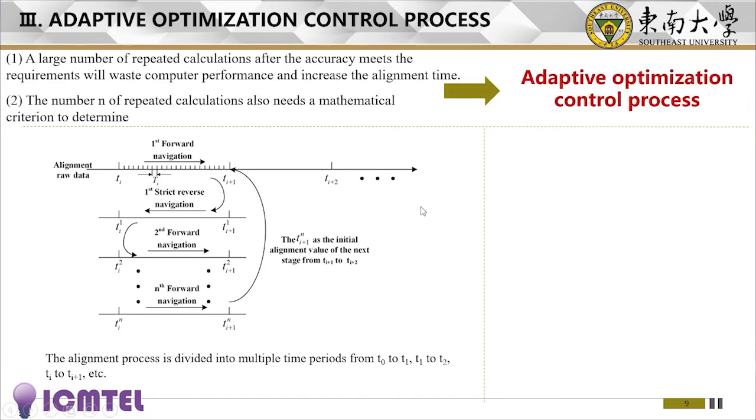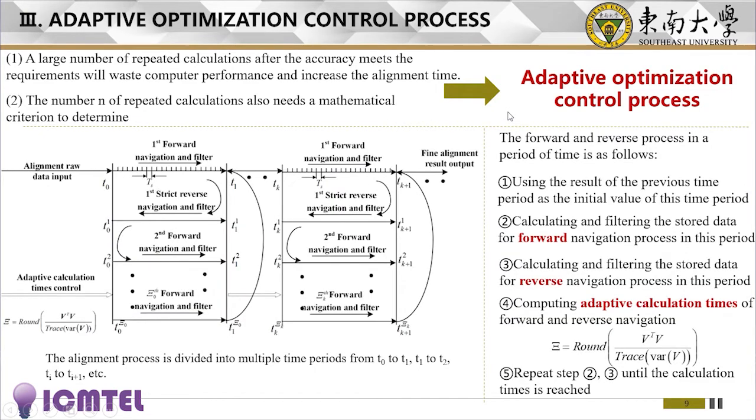But a large number of repeated calculations after the accuracy meets the requirements will waste computer performance and increase the alignment time. Meanwhile, the number n of repeated calculations also needs a mathematical criterion to determine. Therefore, an adaptive optimization control process is established to control the calculation times of forward and reverse navigation in different alignment time periods, so that the calculation amount can be controlled on the basis of ensuring the alignment accuracy. The forward and reverse process in the same period of time is shown on the right of the screen.